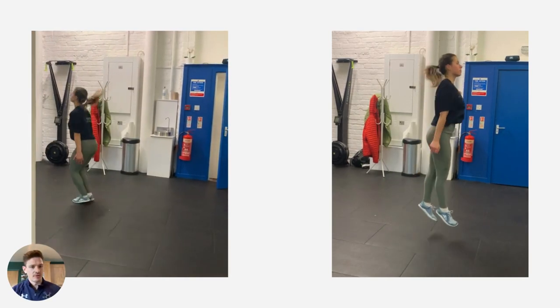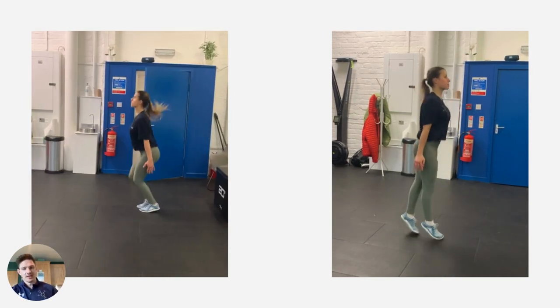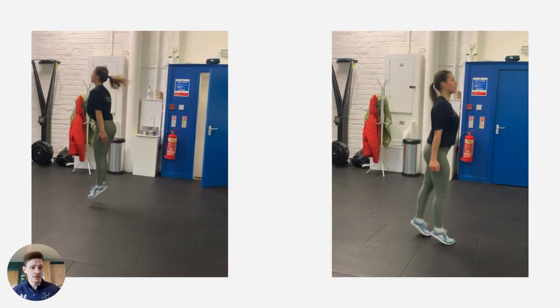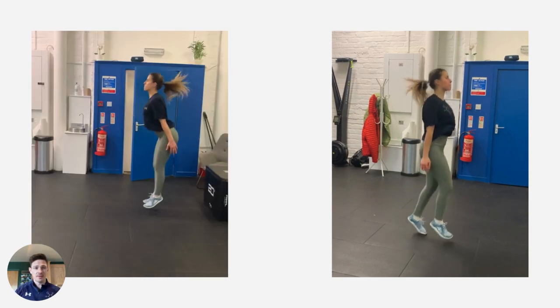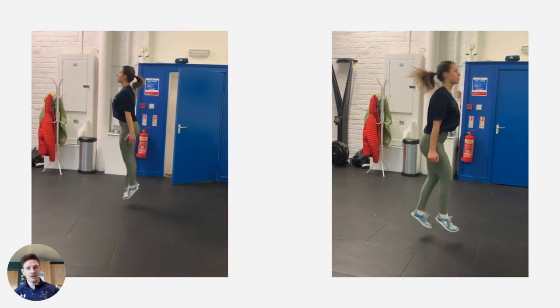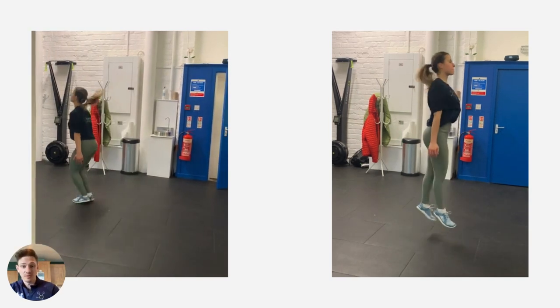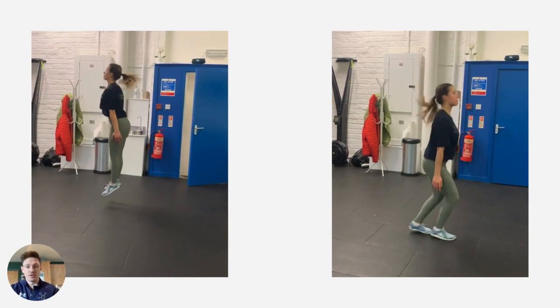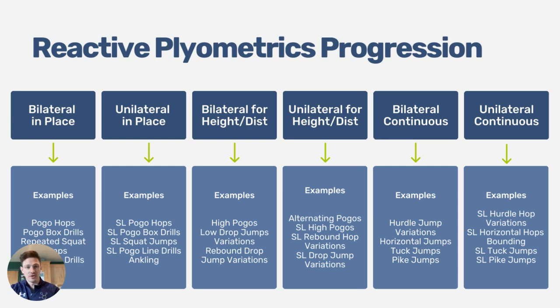We've got our traveling pogos on the left, and then we've got split stance pogos on the right. See, with these are going to be harder contact than we've had with skipping, so it's a lot higher on here because there's harder contacts. But the principle is very much the same. These are reactive plyometrics.